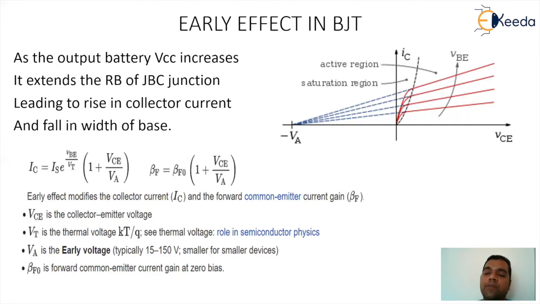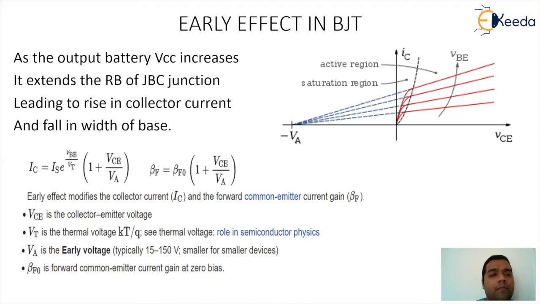So when you take all the slopes and make them concurrent at a point, it will intersect the x-axis on the negative side. That point will be defined as minus VA. That is basically a point that determines the impact of early voltage. The typical magnitude of early voltage goes from 50 to 150 volts.